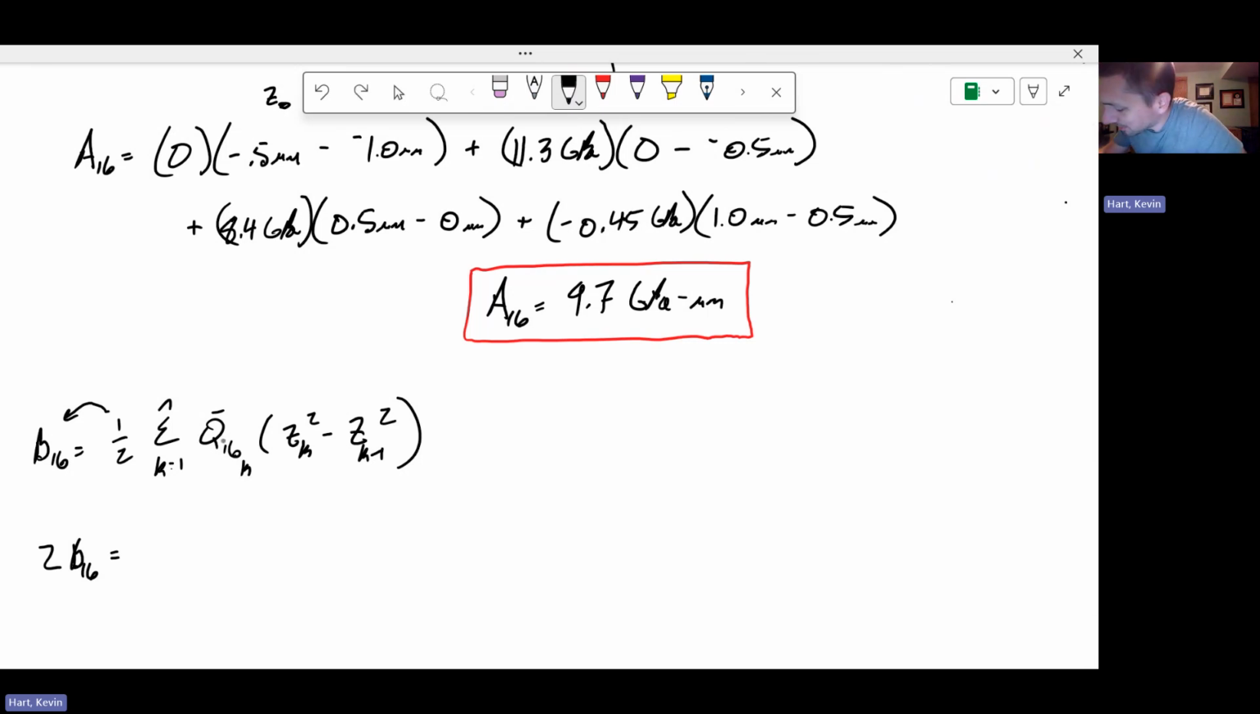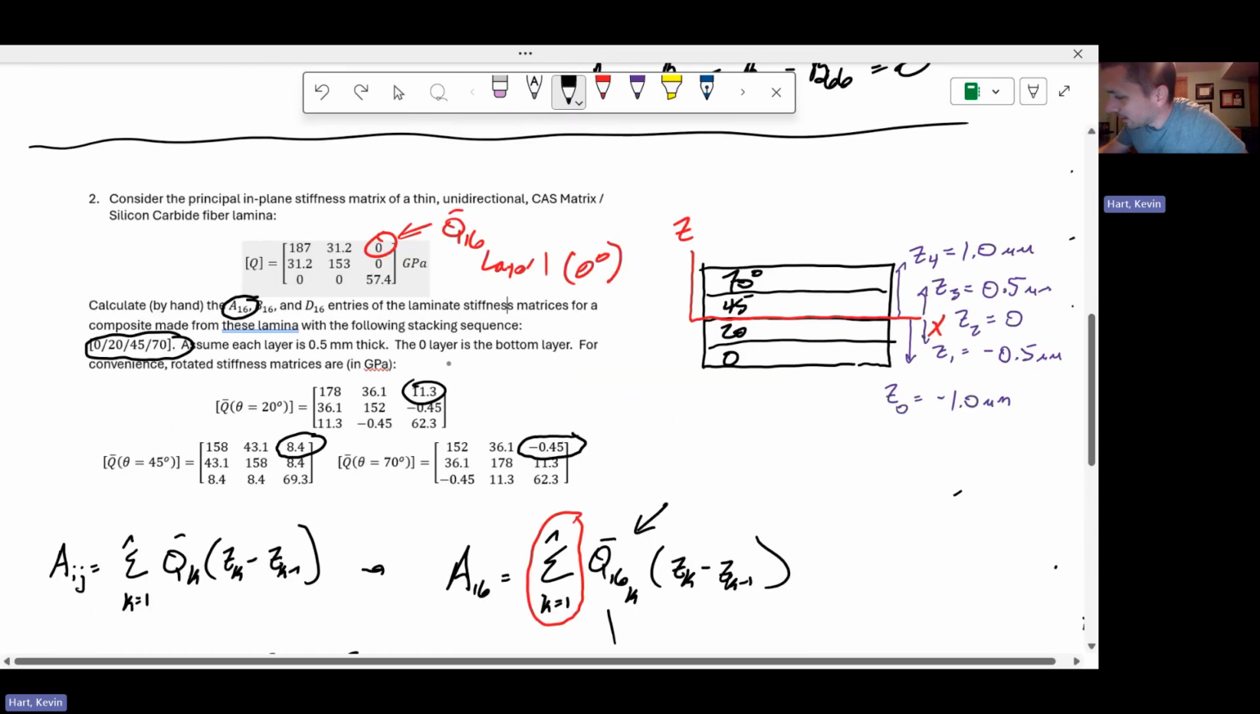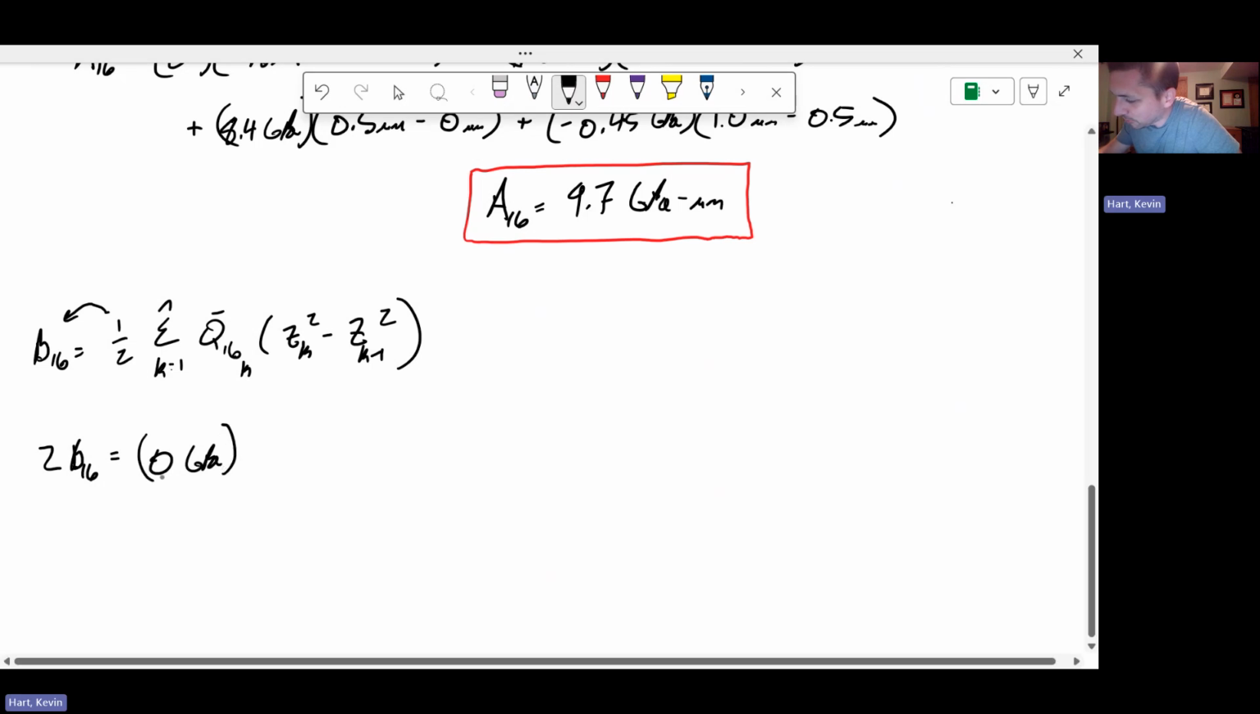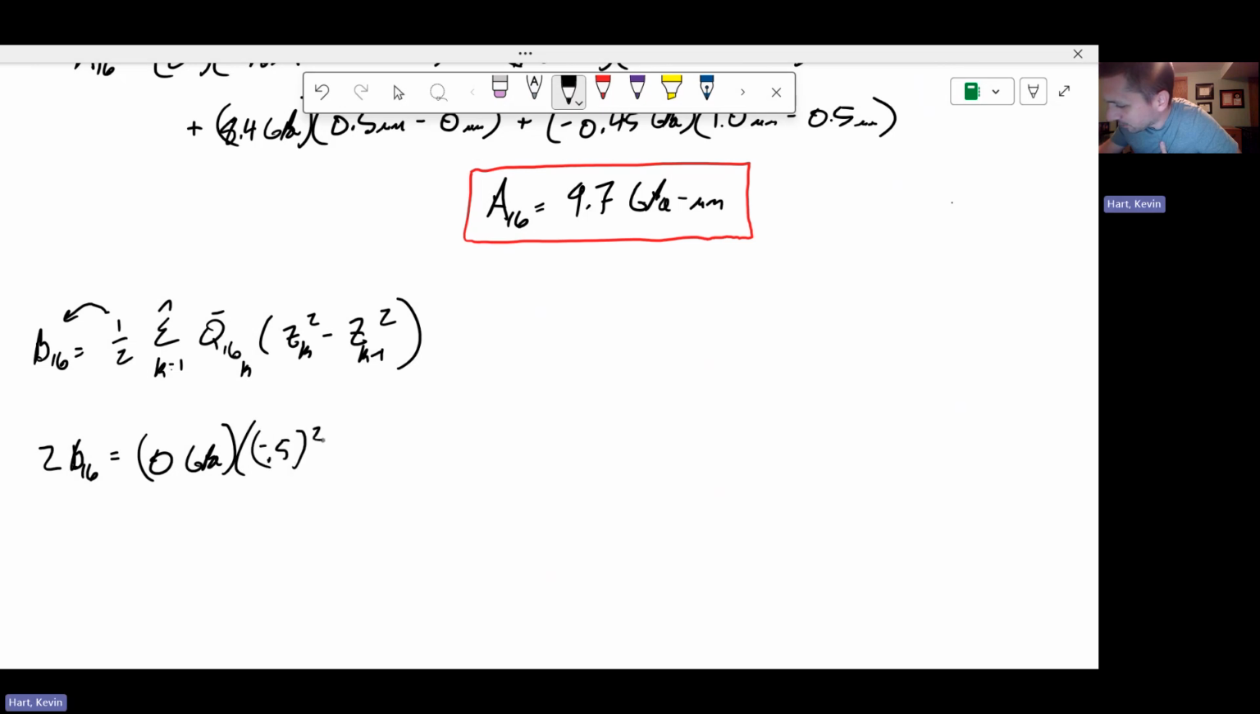Q bar 16 of layer 1 is 0. Just as a reminder, we're looking at the 0-degree layer, and here is Q bar 16 of layer 1. So here we have 0 GPa, the Q bar 16 entry of layer 1, multiplied by zk minus zk minus 1 squared. So I need Z1 squared minus Z0 squared. This is going to be negative 0.5 squared minus negative 1.0 millimeters squared. It doesn't really matter because we're multiplying by 0, but let's be accurate here.